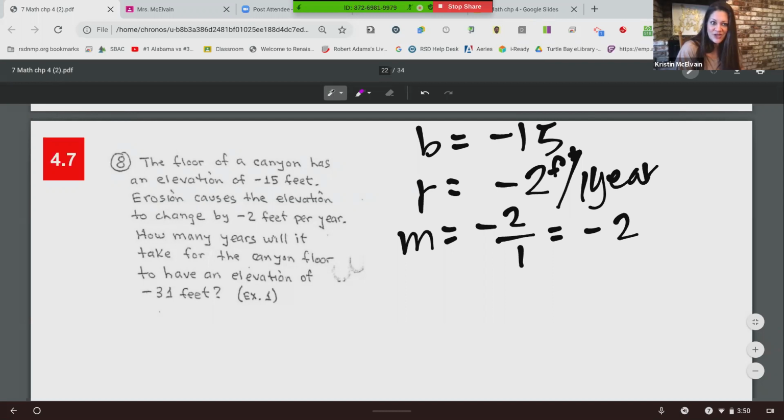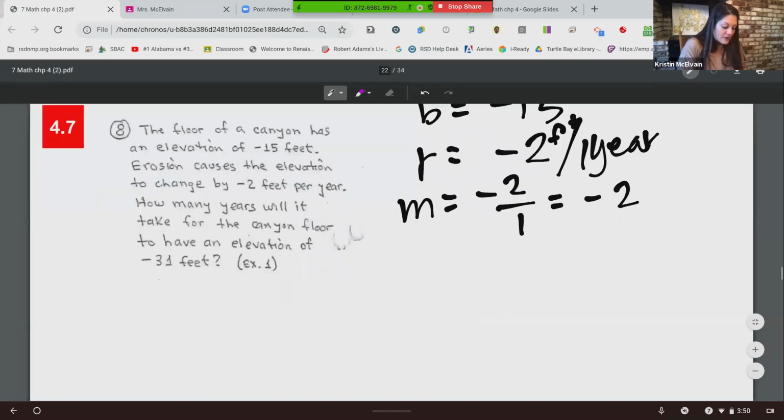Okay, so it says, how many years will it take for the canyon floor to have an elevation of -31 feet? So erosion means that the dirt is just leaving. So think of a river, the water goes through it and the dirt just leaves. So it's eroding, it's going away. Okay, so we want to have a final of -31 feet.